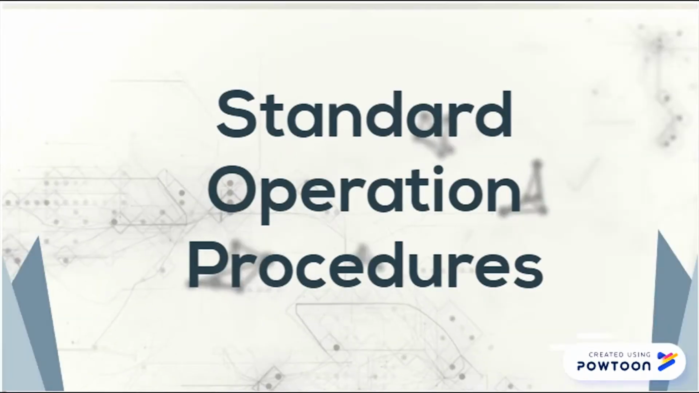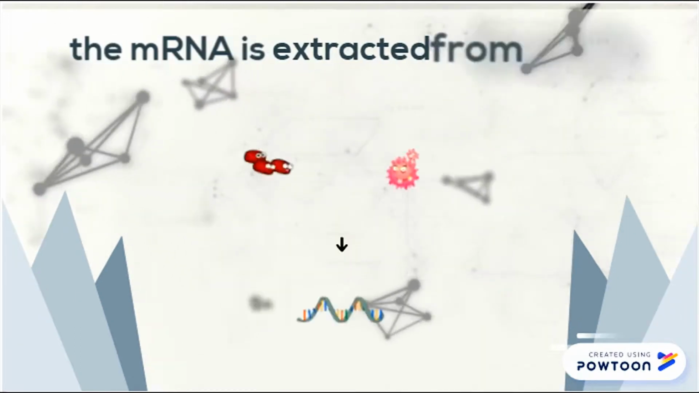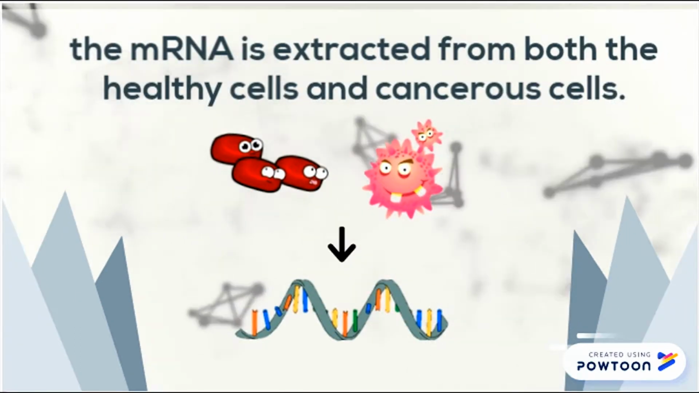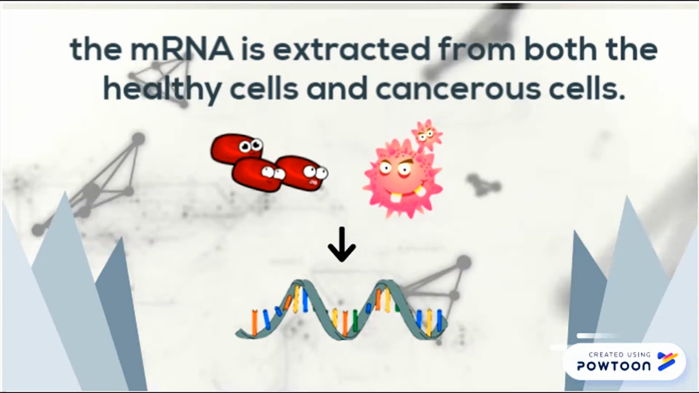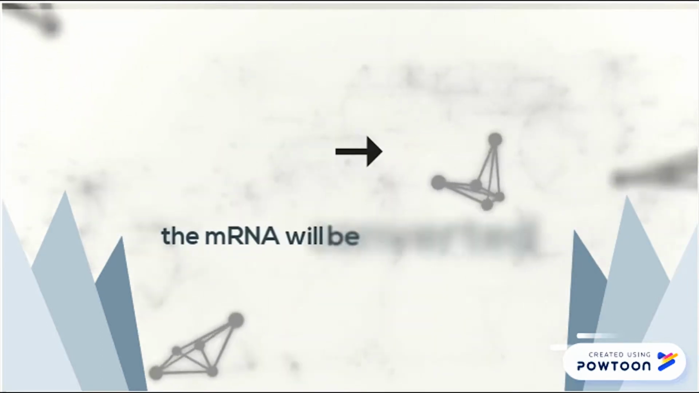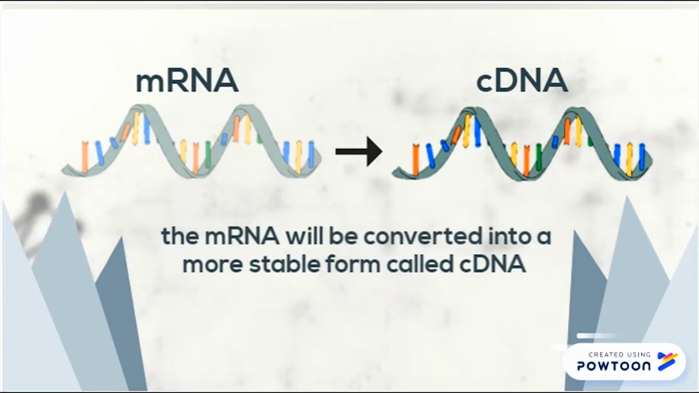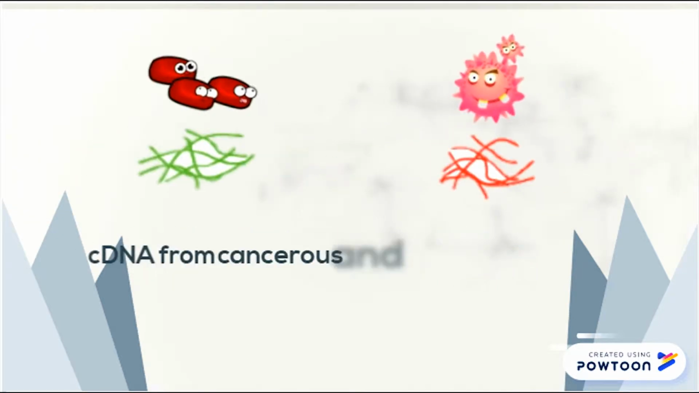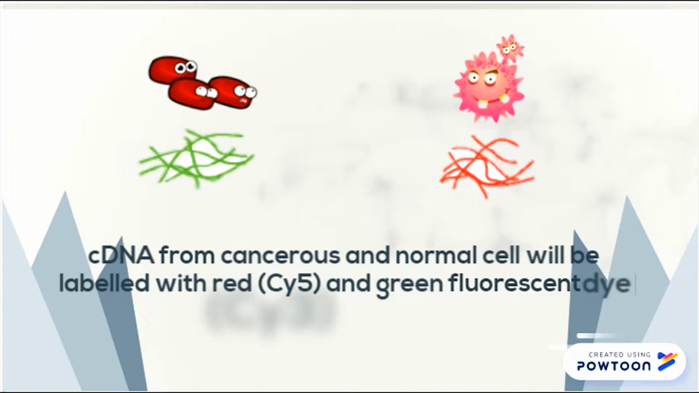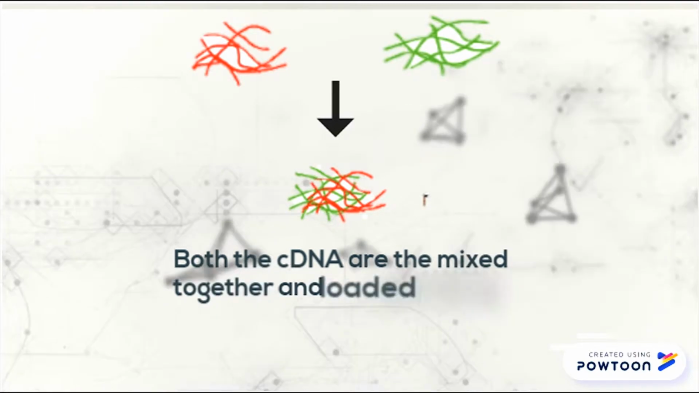Standard operating procedures. The mRNA is extracted from both the healthy cells and cancerous cells. The mRNA will then be converted into a more stable form called cDNA and subsequently labeled with red fluorescent dye for the cancerous cell and green fluorescent dye for the normal cell. Both the cDNA are then mixed together and loaded onto the microarray glass slide.